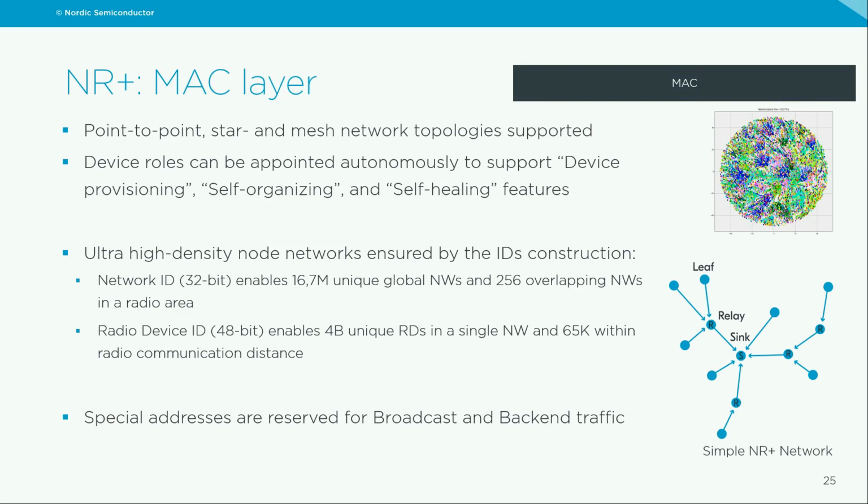And for the radio device ID, that enables up to 4 billion unique radio devices in a single network, and also 65K within the radio communication distance, because this is identified in this identification here by uniquely identifying the radio device and also identifying the receiver and transmitter in this ID. You also have special addresses for broadcast and backend traffic, which are reserved.